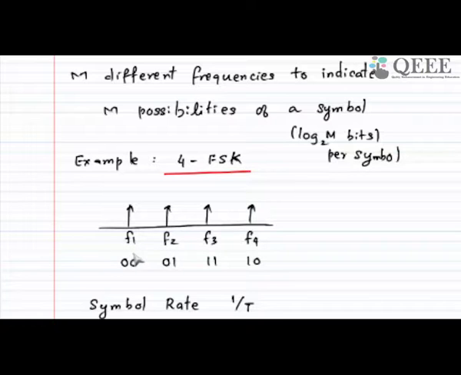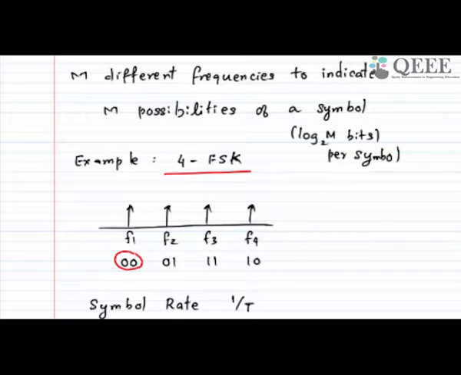In this example, you take 2 bits and map them to one symbol. If the 2 bits are 0 0, you send the first frequency F1. If the 2 bits are 0 1, you send F2; 1 1, F3; and 1 0, F4. So you can think that there are 4 symbols, each symbol is assigned a unique frequency, and each symbol gets mapped to unique bits.